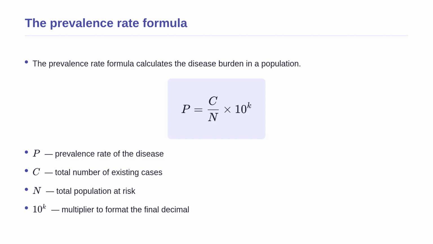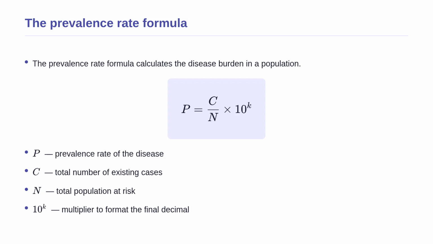This concept of measuring disease burden brings us to our first mathematical formula. The prevalence rate is calculated by dividing the number of cases by the total population and then multiplying by a standardizing factor. Let us break down the symbols. P represents the prevalence rate we are trying to find. C stands for the total number of existing cases of the disease. N represents the total number of people in the population who are at risk.